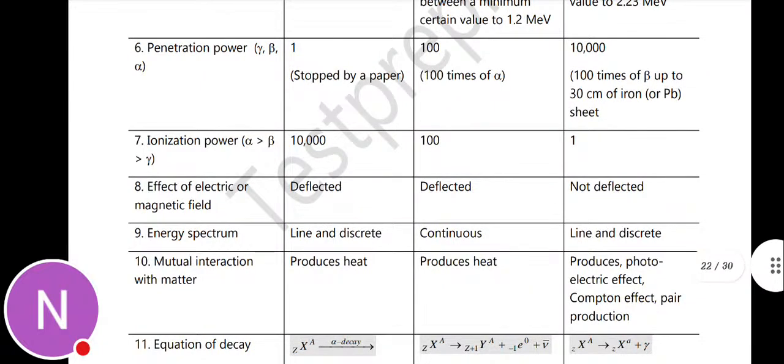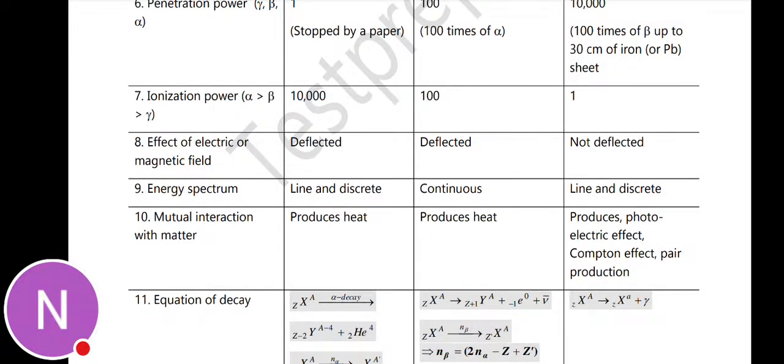Next, penetration power. It is 1 for alpha particle, which is stopped by a paper. 100 is for beta particle, 100 times that of alpha, and 10,000 is for gamma particle, that is 100 times that of beta, up to 30 centimeters of iron or lead sheet.